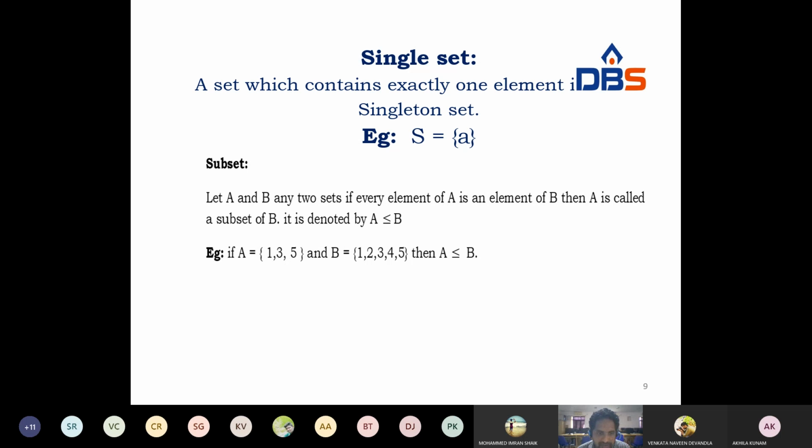So what elements are in A? 1 3 5. So all these elements are also in B, right? So 1 is there, 3 and 5. Then we say that A is a subset of B. Okay, A is called a subset of B. It is denoted by, sorry, this symbol had a mistake, it looks like this. The subset symbol looks like this, with a line below it, and we say subset or equal to.